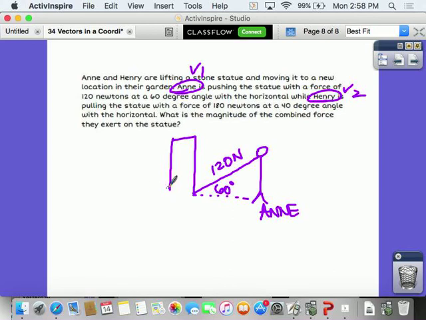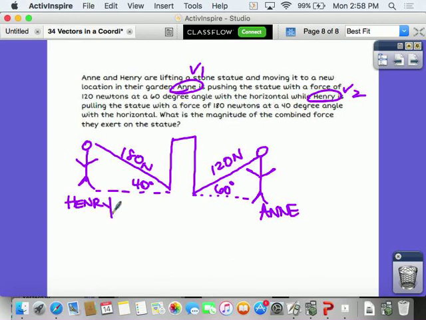Where Henry, he is pulling, right? He is pulling this statue with a force of 180 newtons at an angle of 40 degrees with the horizontal. There's vector 2. Do you guys see the setup for your two vectors?